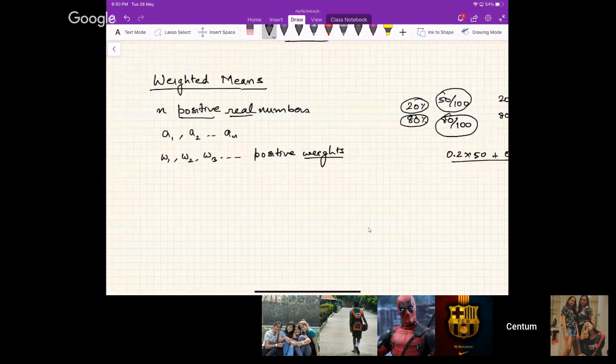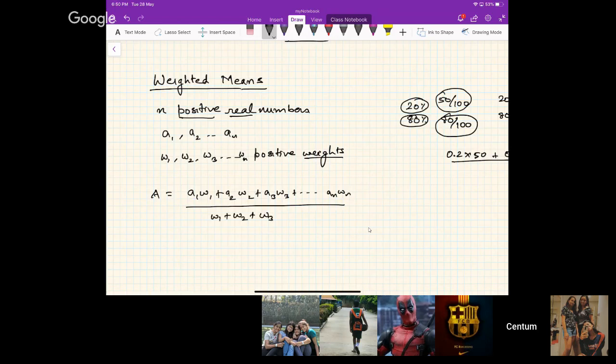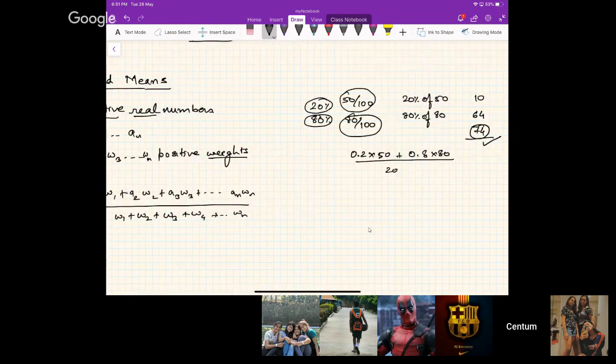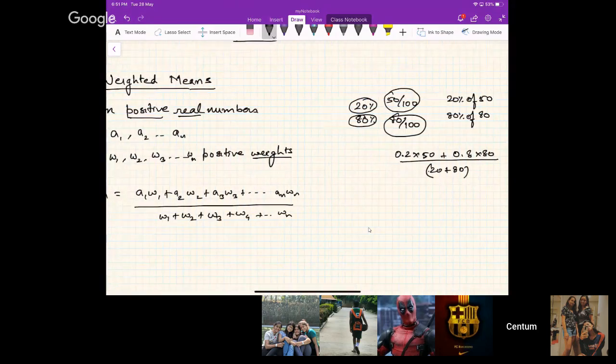Now let us say there are numbers a1, a2, up to an, and w1, w2, w3, up to wn are weightages. Then if I define a as a1 w1 plus a2 w2 plus a3 w3, and so on, up to an wn, divided not by n but by w1 plus w2 plus w3 plus w4 plus dot dot dot wn, this is called the weighted arithmetic mean. Here we divide by 0.2 plus 0.8, which were the weights.